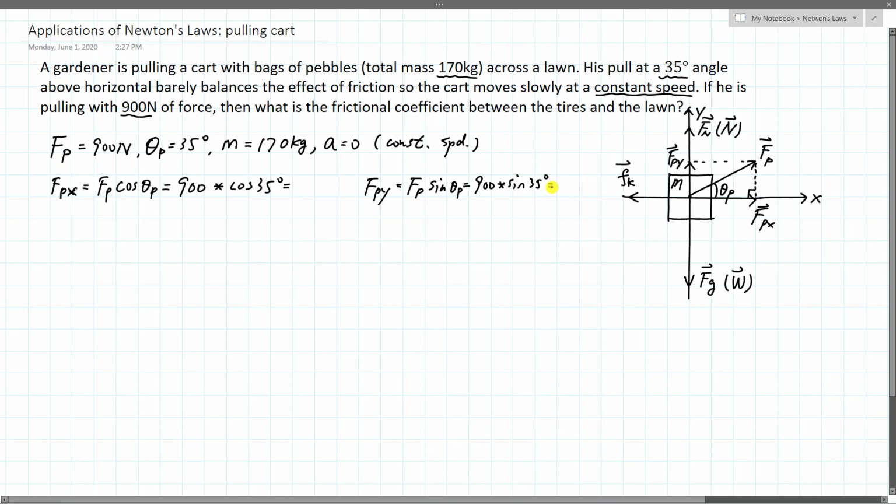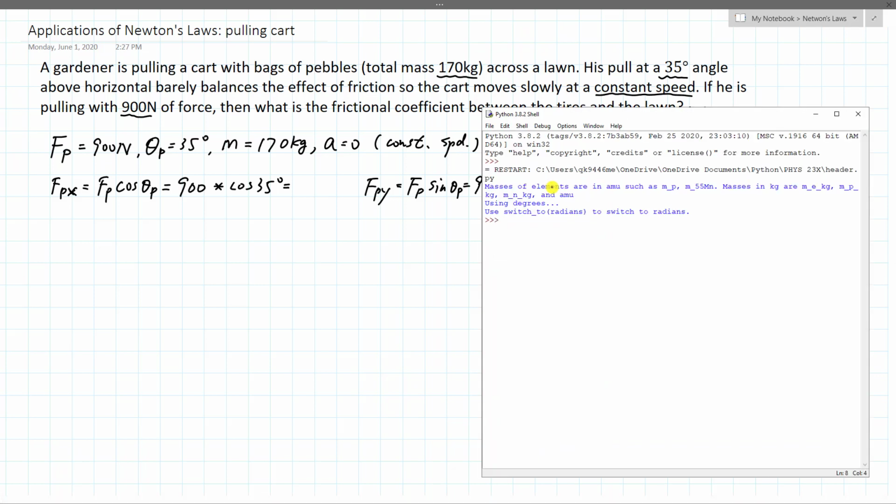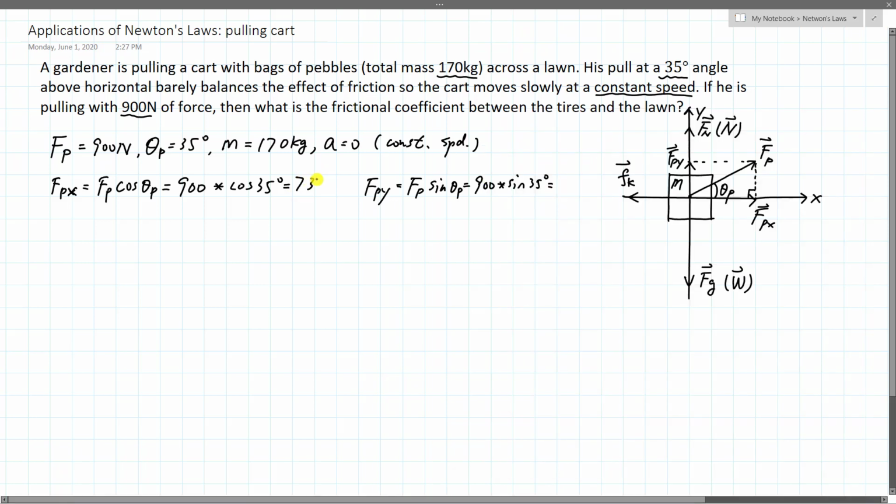Okay, so let's use our Python calculator. So 900 times cosine 35 degrees, that's the x component of the pull, 737, and 900 times sine 35 degrees, that's the y component of the pull, so 516 newtons. So 737 newtons and 516 newtons. Okay, so we broke down the force pull into its components.